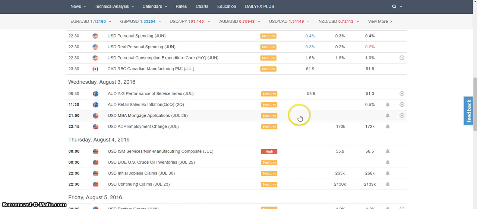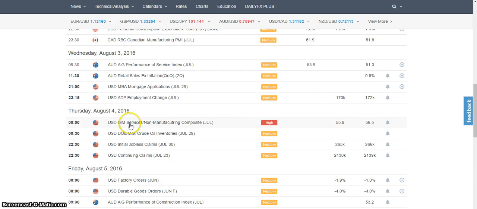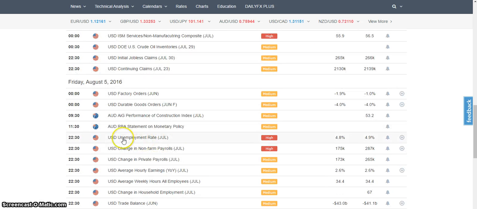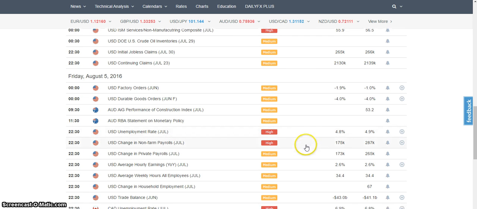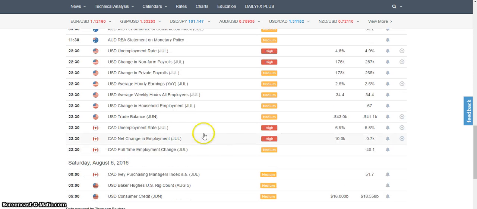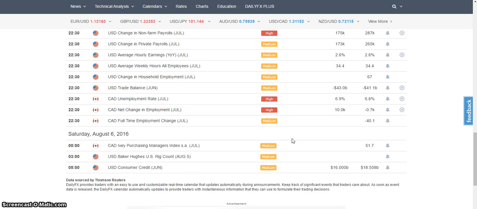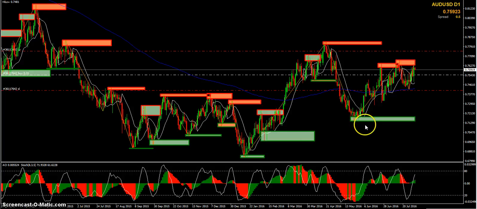Coming later on in the week, we've got some US non-manufacturing numbers coming out. We've also got some very important numbers on Friday, unemployment and non-farm payrolls. These numbers are definitely going to move anything to do with the US dollar. And then finally, we have some Canadian unemployment and employment change numbers, so that will move the Canadian dollar. As well as that, the Canadian dollar is affected by oil, so we need to know what's happening with oil in the markets. So we'll jump across to the charts and have a look at our first one.